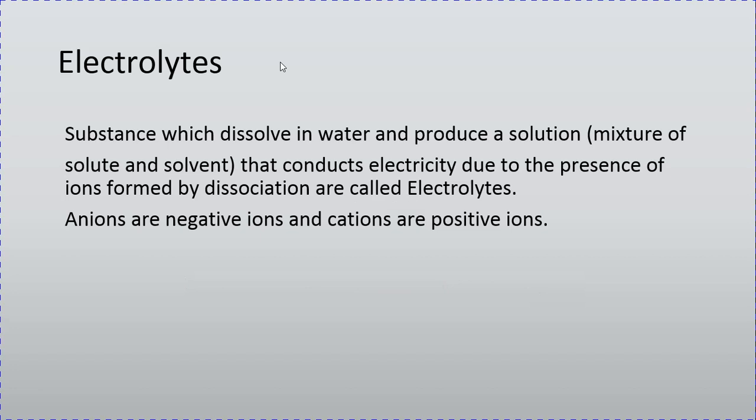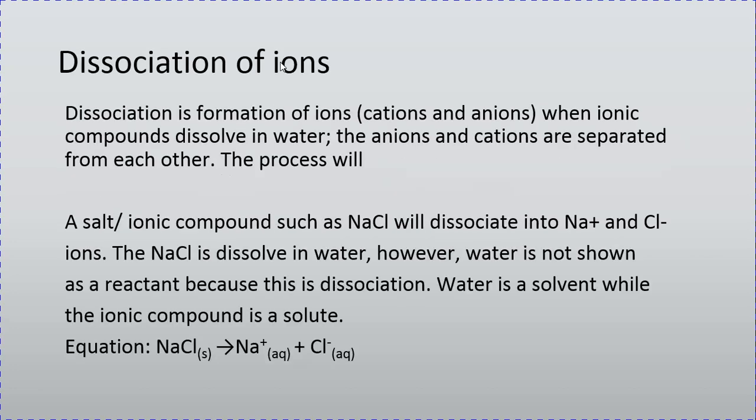Electrolytes are substances which dissolve in water and produce a solution, a mixture of a solid and a solvent, that conducts electricity due to the presence of ions formed by dissociation. Anions are negative ions and cations are positive ions.